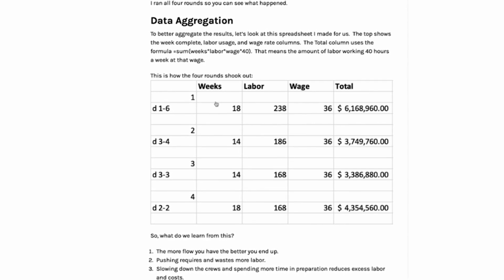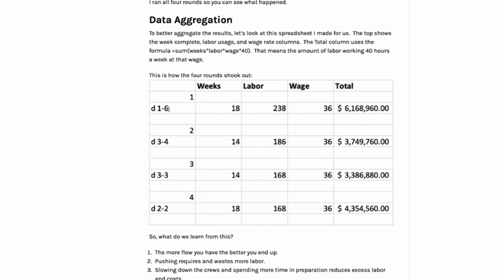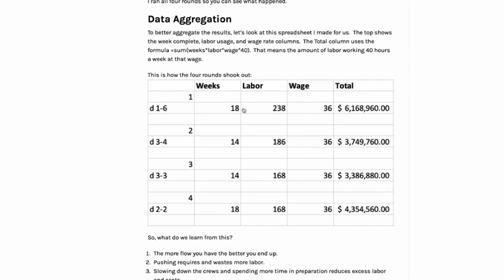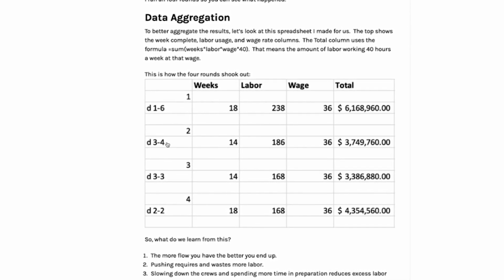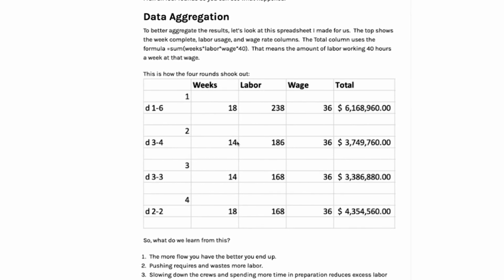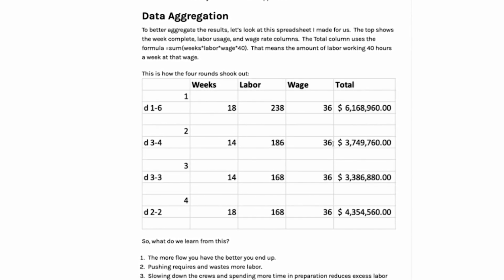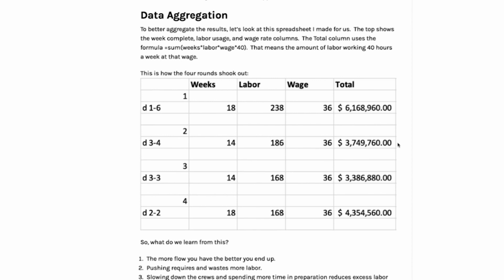Look what happens. Pushing, meaning that we're trying to go fast, but we hit roadblocks, finishes in week 18 with a lot of people, but it costs a lot of money. When we get more flow, even though it's not perfect flow, we finish in week 14 with 186 people, and we have a pretty decent labor budget.